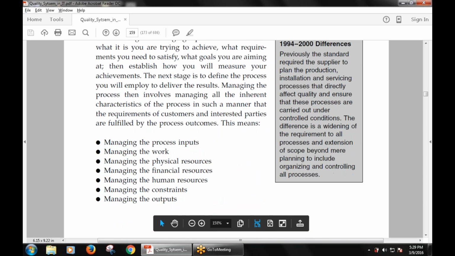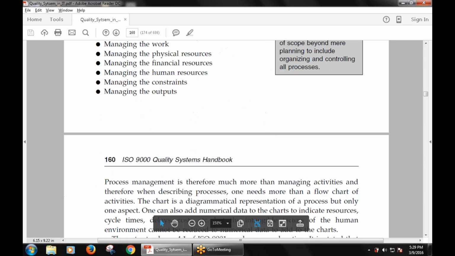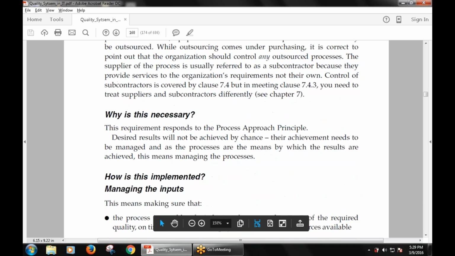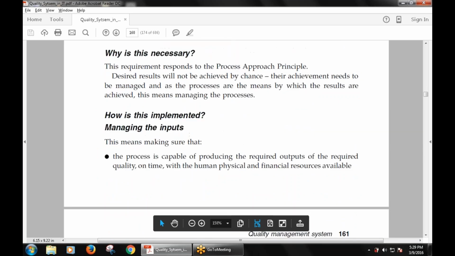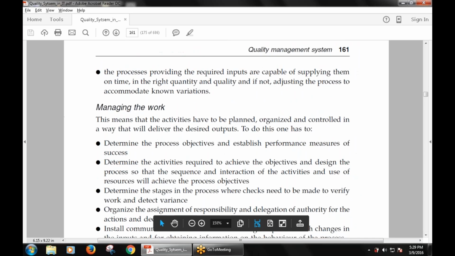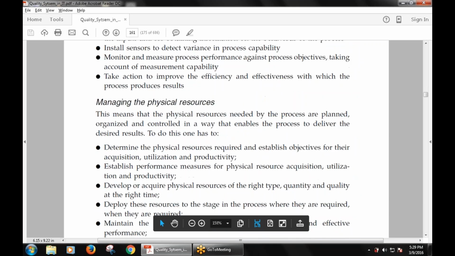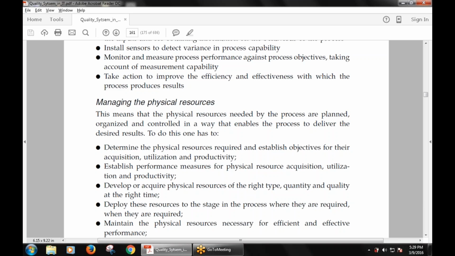That is managing the process input, work, physical resources, financial resources, human resources, constraints, and output. That leads to the process approach principle: managing the input, managing the work, and managing the physical resources by carrying out the labor, so that the worker can deliver the product, that is, the desired result, controlled in one way or another to the desired input.